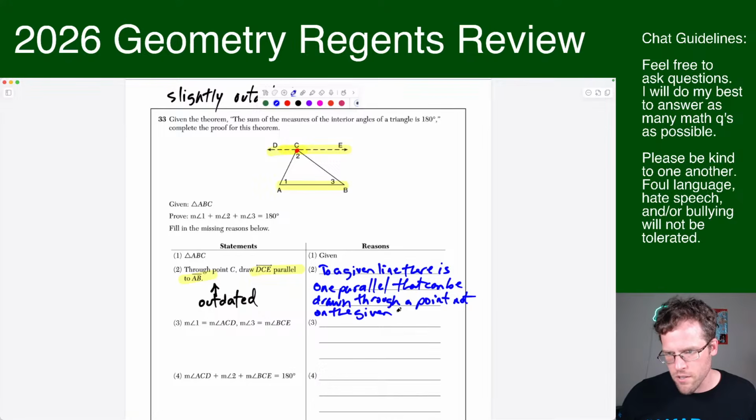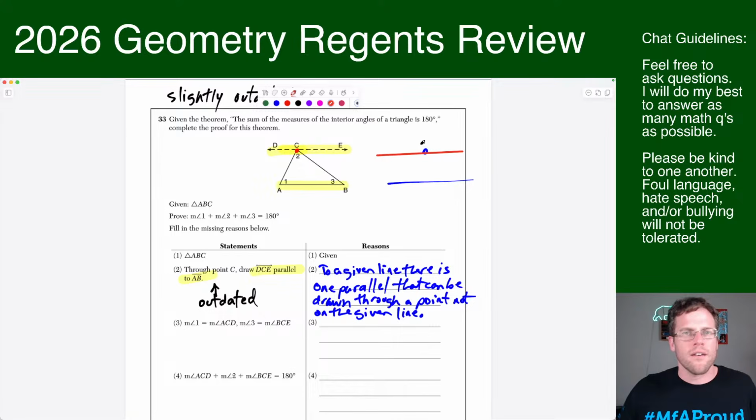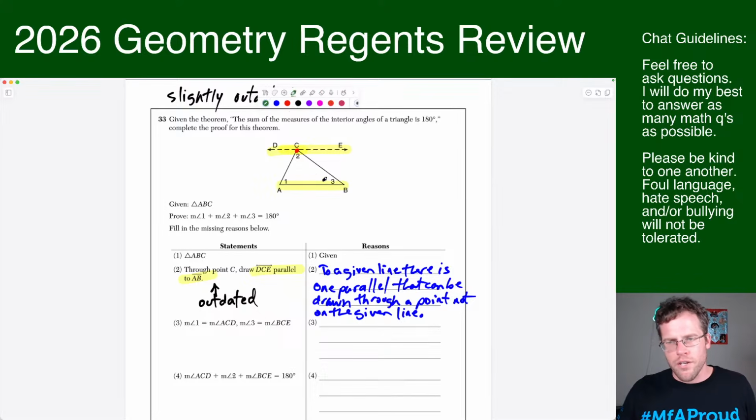I'm sorry, that took a while for me to get on the paper. So to a given line, the given line here is AB, there is one parallel line that can be drawn through a point not on the given line. If I have a line here and a point like this, I could draw exactly one line that's parallel to this through that. So in simple language: if you have a line and a point off the line, you can make a parallel line.